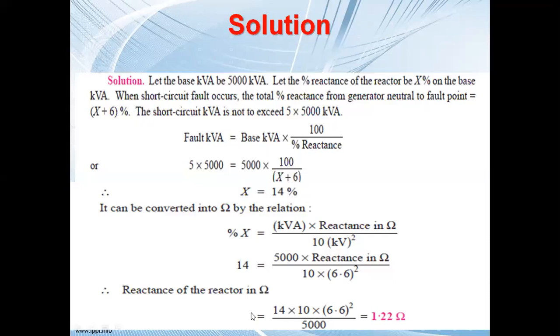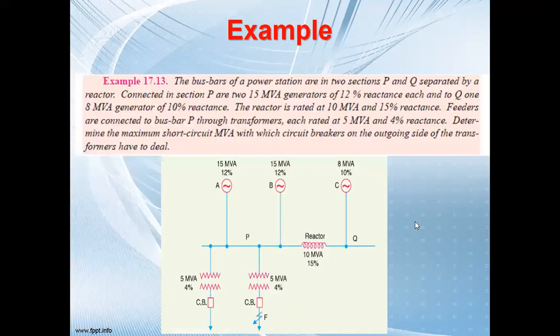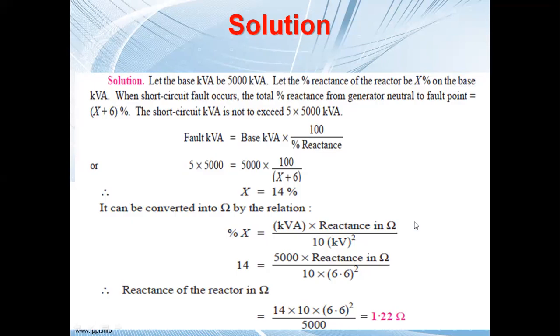Now if you know this X, it's very easy to calculate X in ohms. So percentage X equals kVA into reactance in ohm by 10 into kV square. This X is 14%, kVA means 5000 kVA, and then reactance in ohm you need to calculate, 10 into 6.6 square. From there, the reactance of the reactor you can calculate, it is 1.22 ohm. Yes or no? Please tell me. Any doubt? Any confusion on this problem?